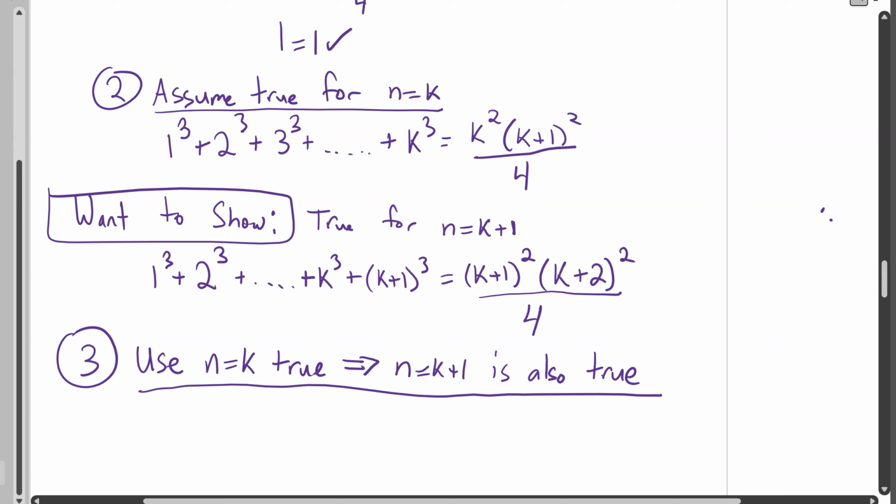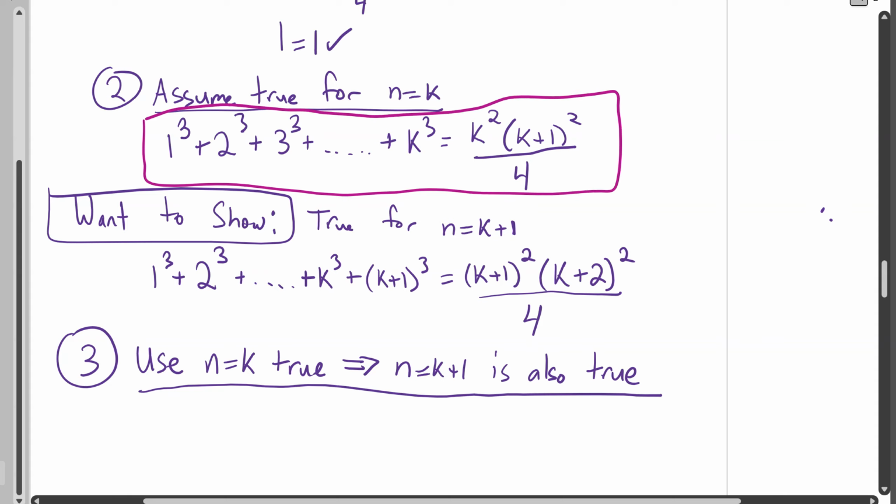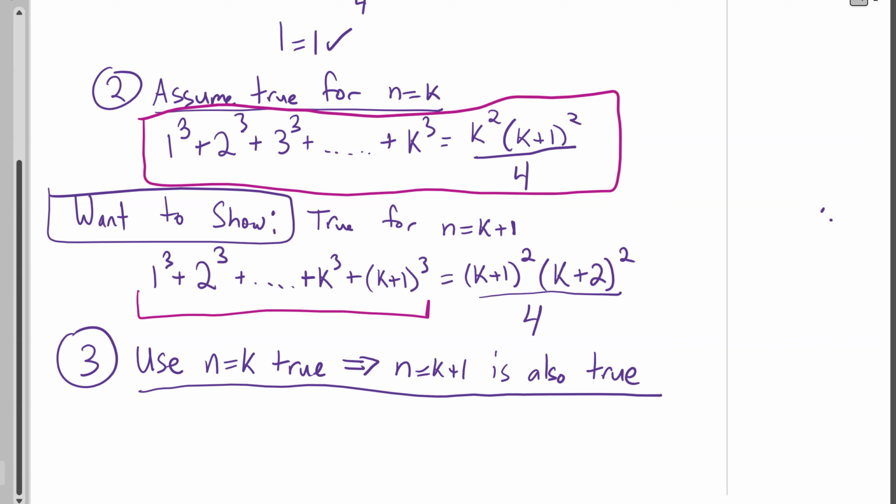So essentially, I am assuming that this is true. So I'm allowed to manipulate this however I see fit, right? I can apply any properties of equality that I want because I'm assuming that it's a true equation. And I notice that this series that I'm trying to get only has one more term, right? It's got that plus k plus 1 cubed. So what I'm going to do is take that left-hand side there, and I'm going to add k plus 1 cubed to both sides.